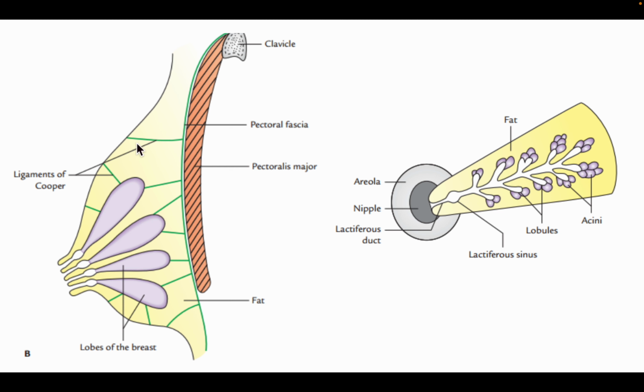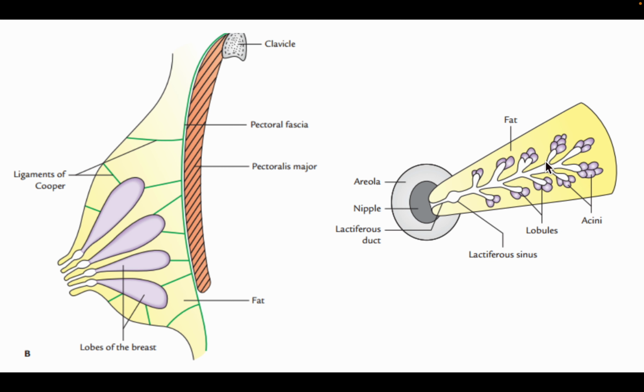This is the skin, and something which is connecting the skin to the pectoral fascia, that is known as the suspensory ligament of Cooper. And this suspensory ligament of Cooper is dividing the mammary gland into 15 to 20 lobes, and each lobe consists of lobules. Can you see here in this diagram, right?